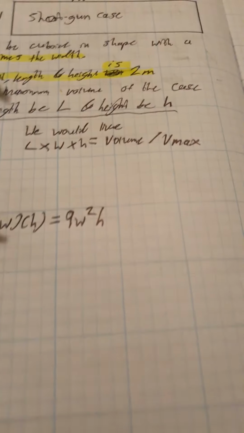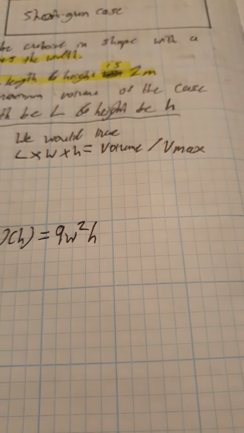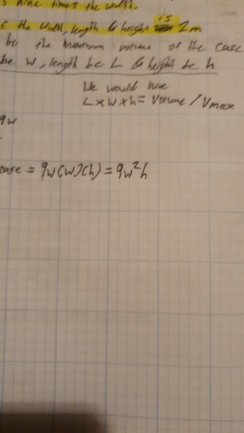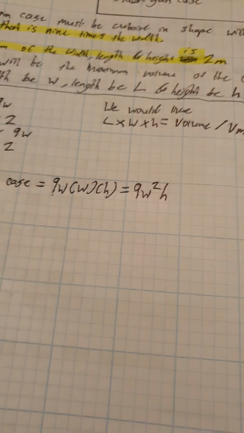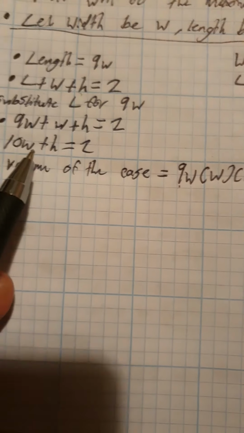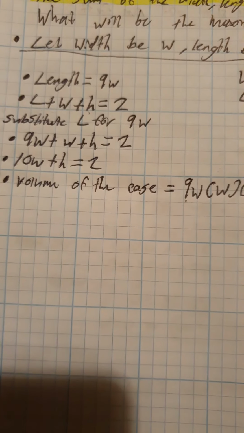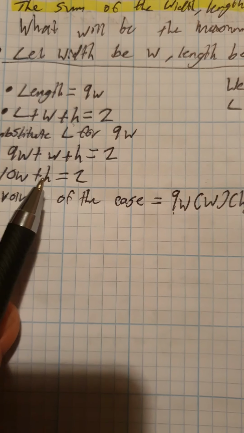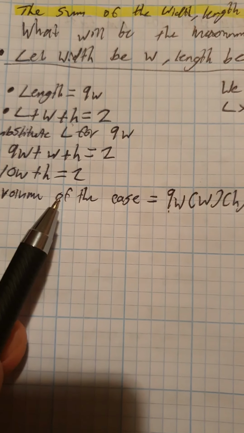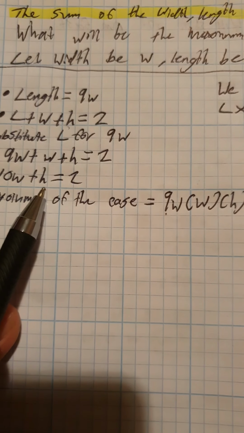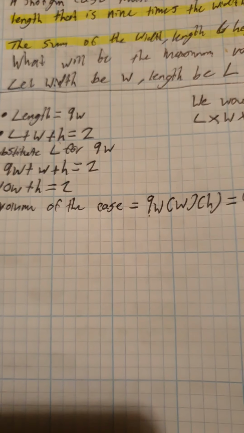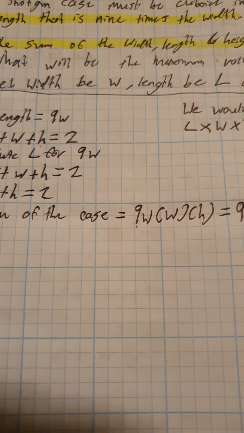With this one here, I've just multiplied 9W by W, 9W by H, and that will give us 9W squared times H. Now, since we've done this, we want to know what the equation for H could be. So, see how we've got 10W plus H. Now, that equals 2. We want to make H the subject. So let's make H the subject.